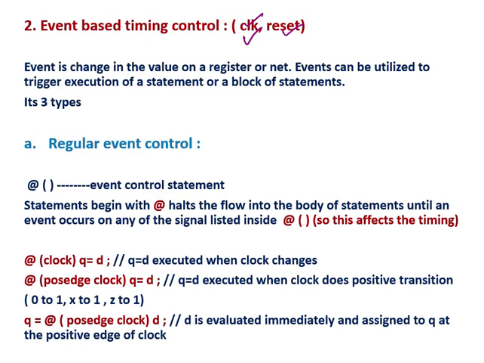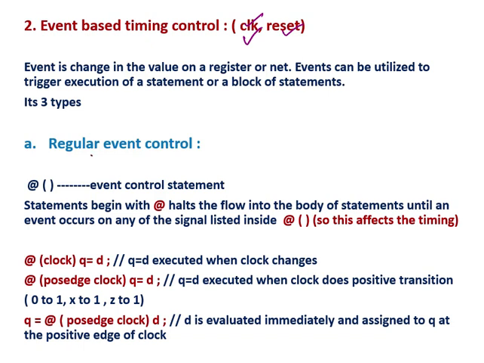So an event is a change in the value of a register or net. Events can be utilized to trigger execution of a statement or a block of statements. This event can be a piece of code, or a line of code. So it is of different types.